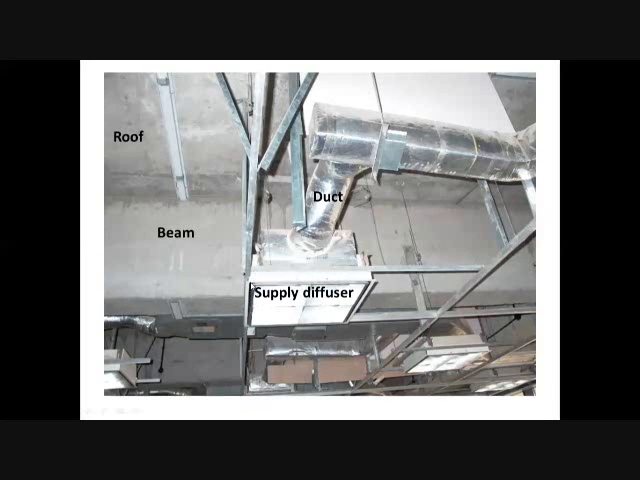Look at the supply diffuser, and it has a box on top of it connected to the duct. But then you still have, as we will see, the firefighting system, and you have the lighting system. So if the total height is 4 meters, the clear height will be 3.20 meters, for example.